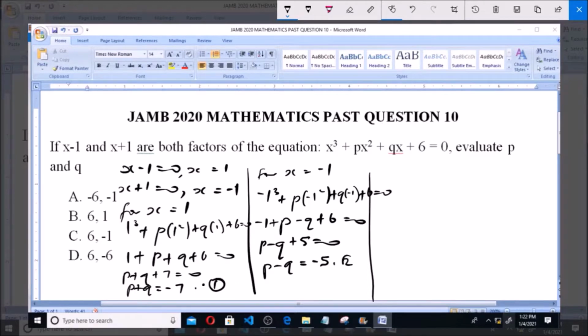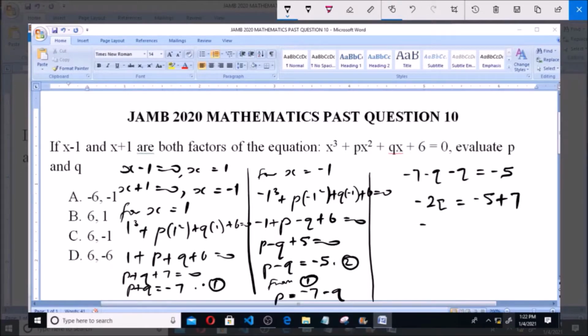Now from equation 1, we have that p is equal to minus 7 minus q. Now substitute this for p in equation 2. So we have minus 7 minus q minus q is equal to minus 5 in equation 2. Collecting like terms, we have minus 2q is equal to minus 5 plus 7. Minus 2q is equal to 2. Now q will be equal to 2 all over minus 2, which is equal to minus 1. So this is the value for q.